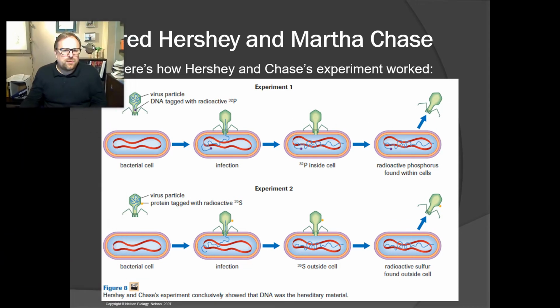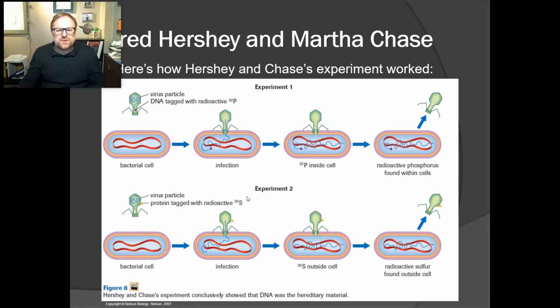What's interesting is that they also injected them with the protein case that was covered with radioactive sulfur. That bacteriophage would come up and inject something into the bacterium, and there would be no radioactive sulfur found in the bacterium. So here's what we've got. In experiment 1, infection occurred and radioactive phosphorus was inside the organism. In experiment 2, infection occurred, but we have no radioactive sulfur inside the organism.